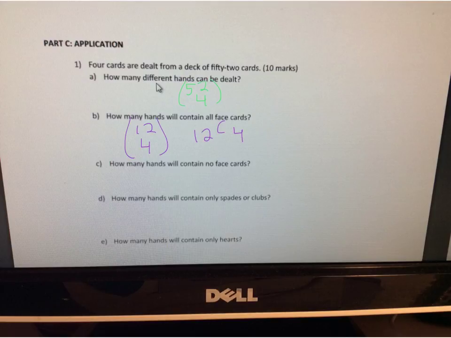How many hands will contain no face cards? Well, there's 2 ways to do that. One is we already have an answer from up here of the way to choose 4 cards from the deck with no restrictions. And here we're going to have an answer for the restrictions being just face cards. If you take A minus B, you're going to get your answer there for no face cards. The other way to do it would be to say if you've got 12 that are face cards, you've got 40 that aren't. And so we're choosing 4 from that 40, and you could write that again as 40 choose 4.